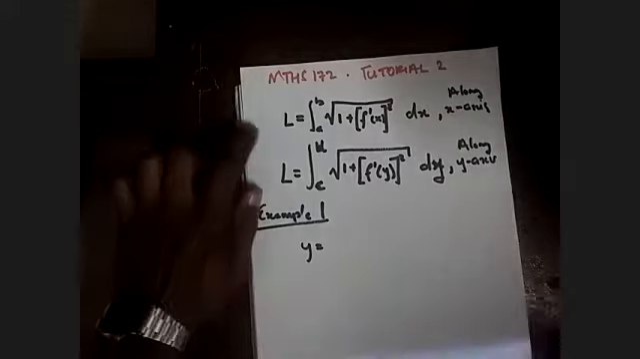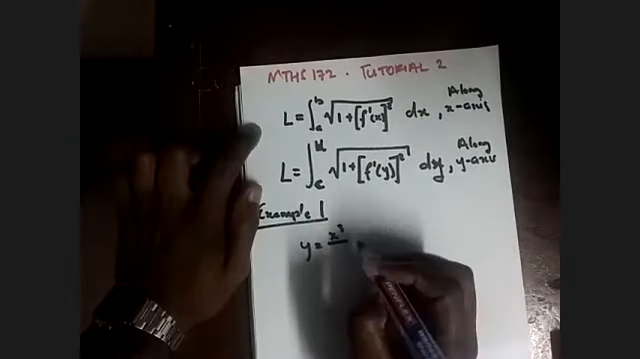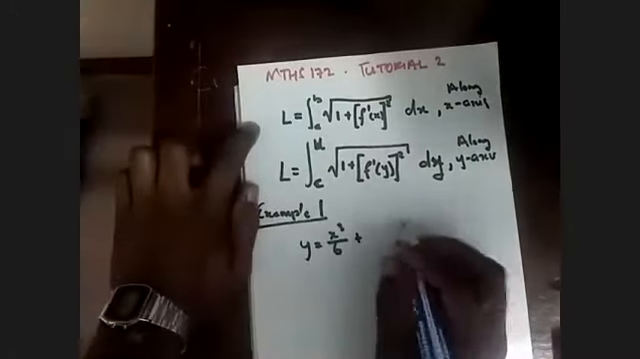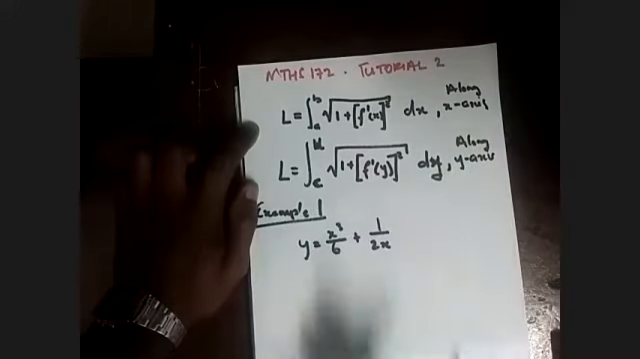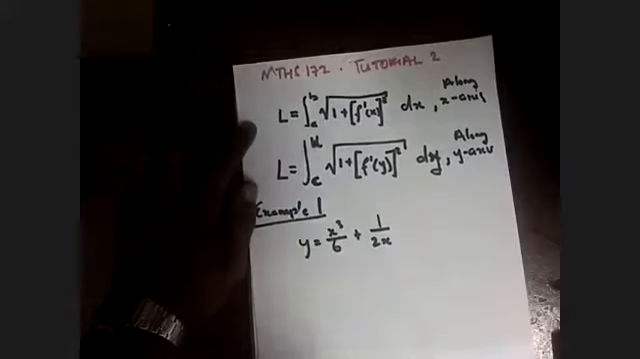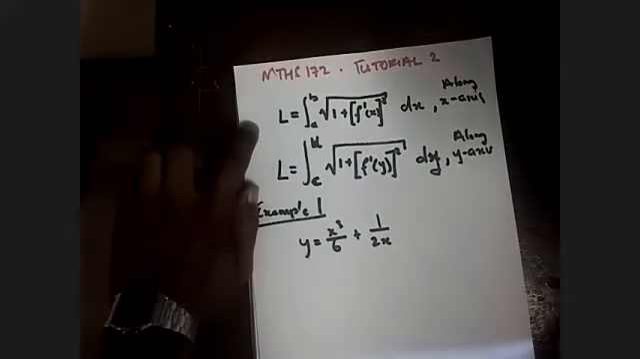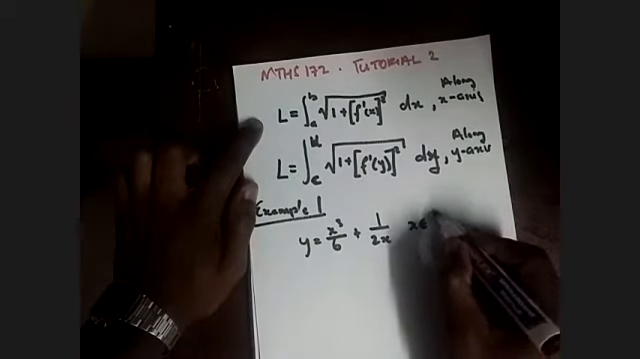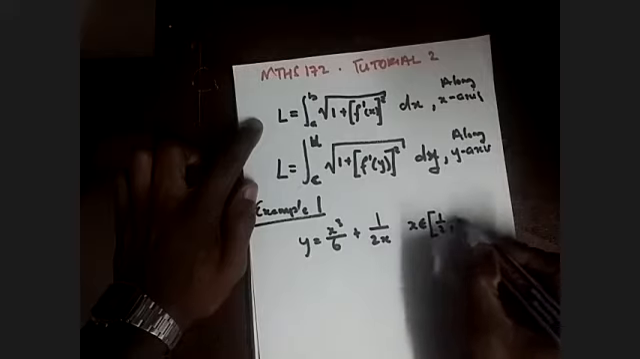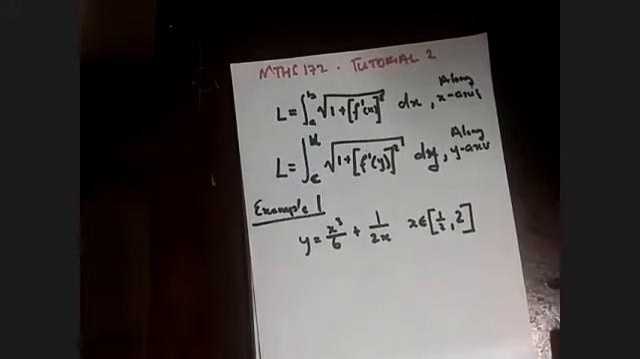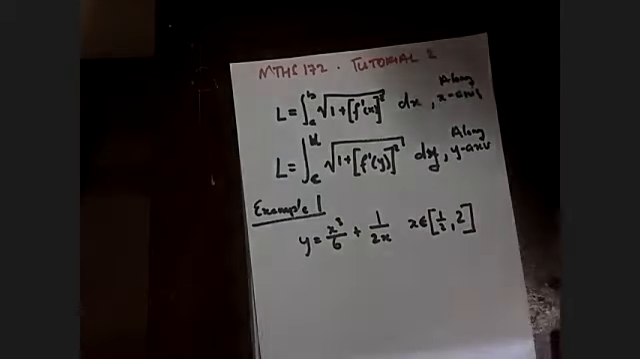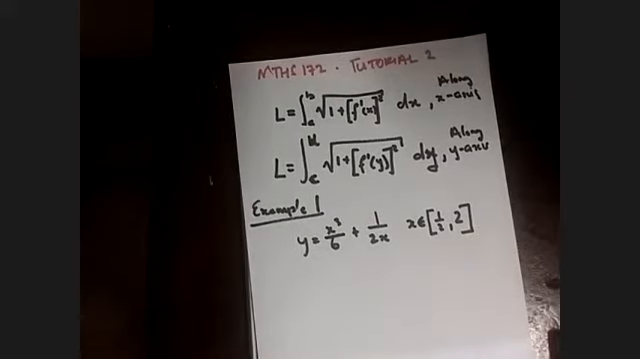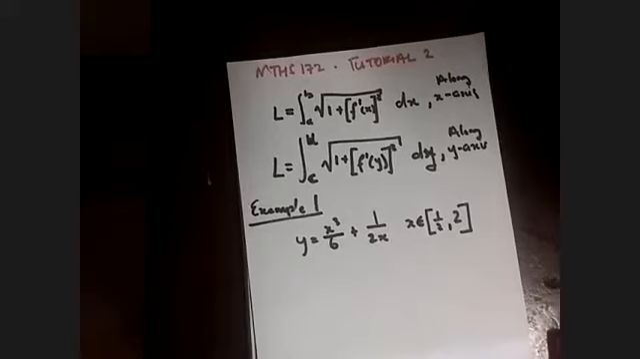Let's say you've got y equals x cubed all over 6 plus 1 over 2x on the interval x is an element from half to 2. Okay, so we've got a problem here which we need to solve.